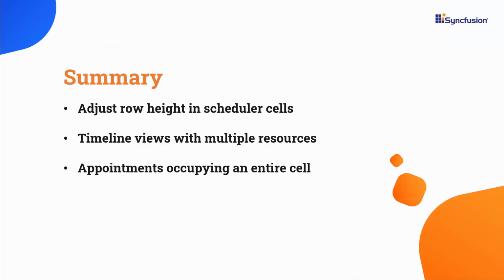Let me summarize what I covered in this video. I discussed how to adjust row height in the Blazor Scheduler component. I also looked at how auto row height works in timeline views with multiple resources, and how to make appointments occupy an entire cell.